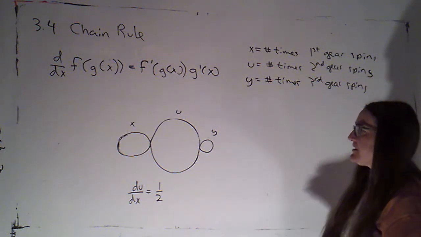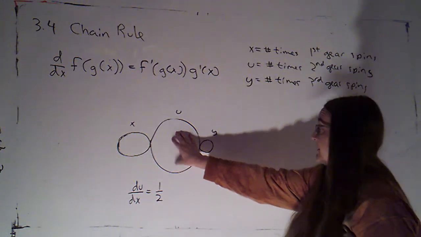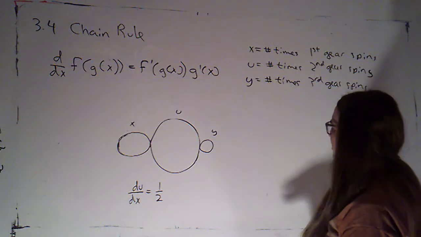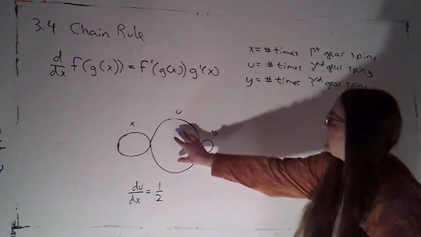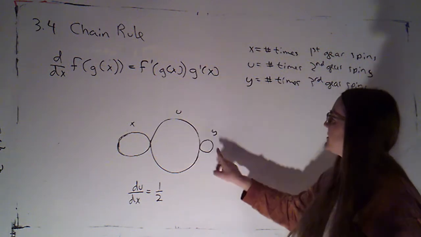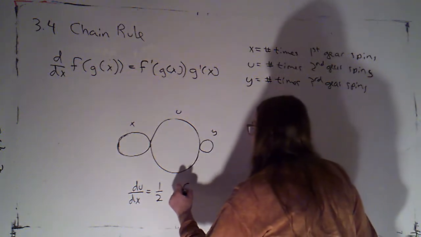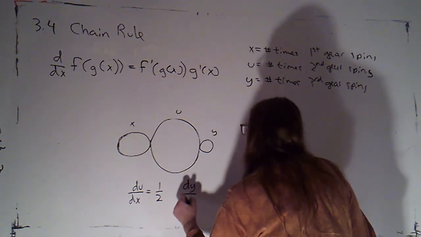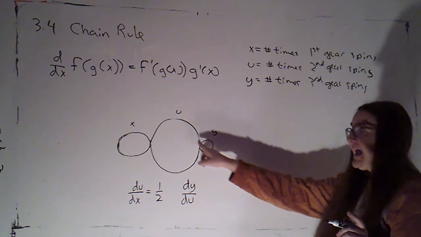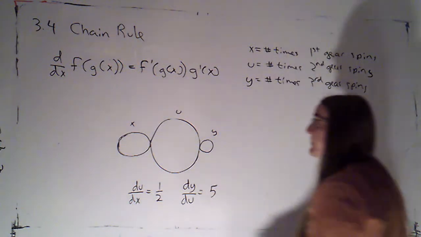Well, because the third gear is a lot smaller, spinning the middle gear, which is significantly bigger, once is going to cause this to spin multiple times. Let's just estimate: spinning this middle gear once causes that third gear to spin 5 times. So dy/du, the rate of change of the number of times the third gear spins as a function of the number of times the middle gear spins, would be 5.